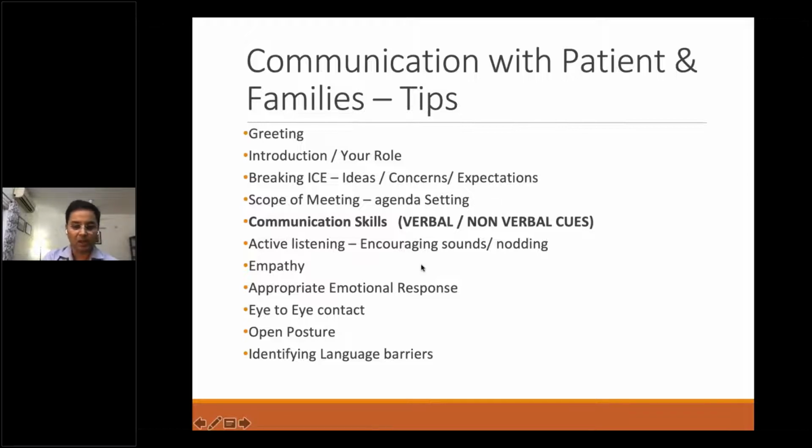Active listening, what does it mean? Face-to-face active listening means you are giving the utmost importance to the person who's talking to you. So you're maintaining eye contact, you're nodding and showing that you're following what they're saying, and making some encouraging sounds like, okay, I get it, something like that. And then you have to show empathy also.